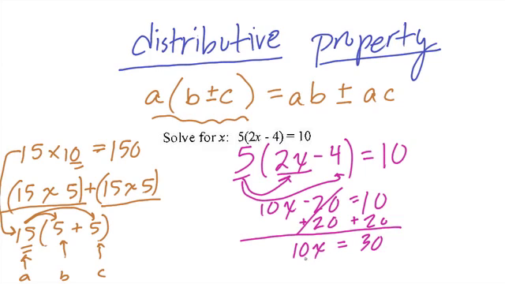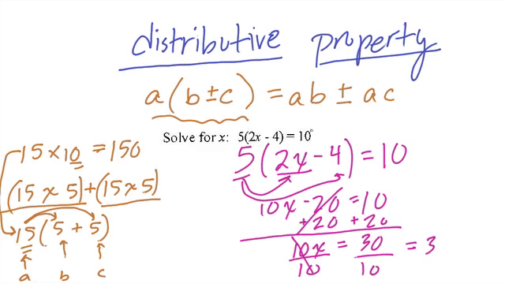And if we can't see it there, since 10x means 10 times x, we can undo that multiplication by dividing both sides by 10. 10x divided by 10, what's that? Well, 10 divided by 10 is 1. So x equals 30 divided by 10, which is 3. And that's our answer. So the distributive property allows us to deal with this problem, and it'll allow us to quickly solve it. If we didn't have that property, it might be a little tougher to deal with this problem.